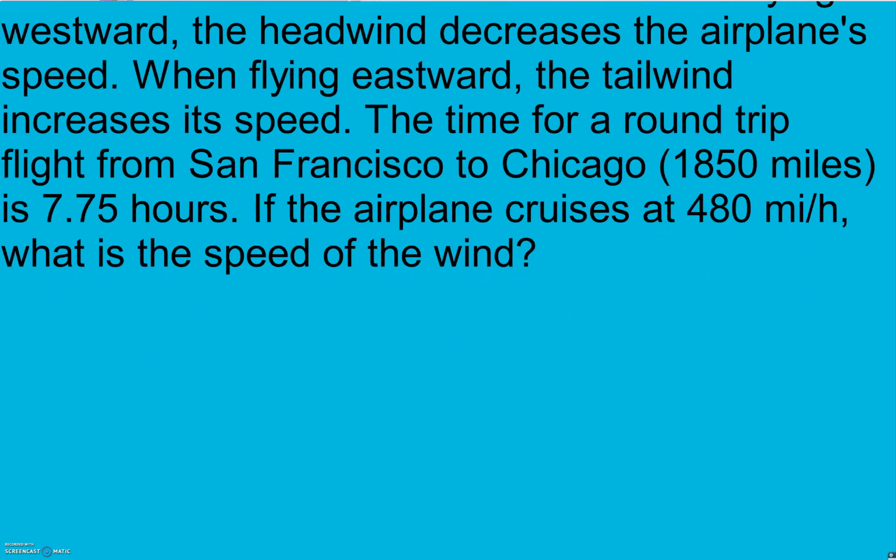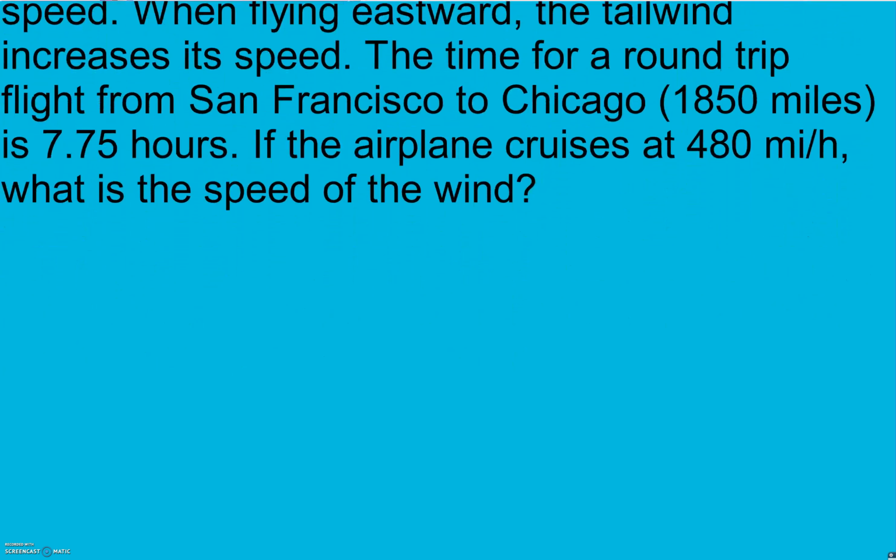So a couple things here. We know it's a round trip, which means we're going to go there and back. And we know that those distances have to be the same. There was 1,850. We know the total time is 7.75 hours. And we know our formula, distance equals rate times time.